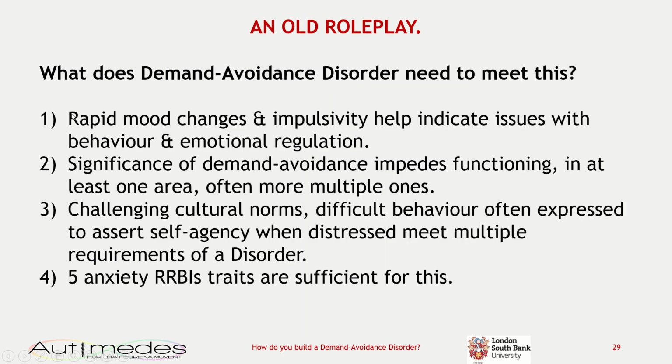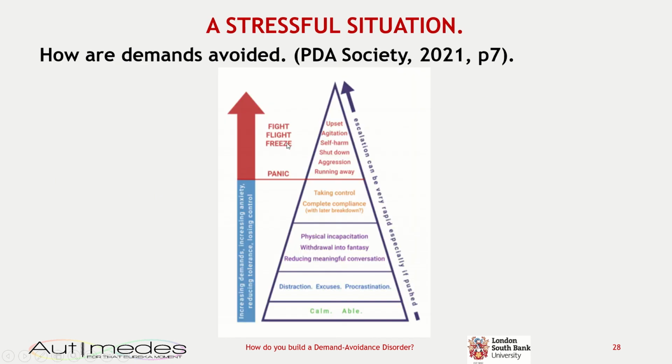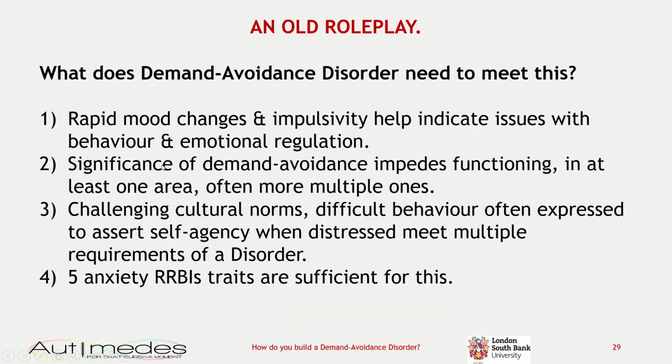So yeah, what does demand avoidance disorder need to meet the definition for a disorder? Rapid mood changes and impulsivity help to indicate issues with behaviour and emotional regulation. The significance of demand avoidance impedes functioning in one area, often multiple ones. It challenges cultural norms. So especially children are meant to do as they're told, and especially women are meant to be more docile, so if you're showing these extreme or difficult behaviours, you're transgressing cultural norms.